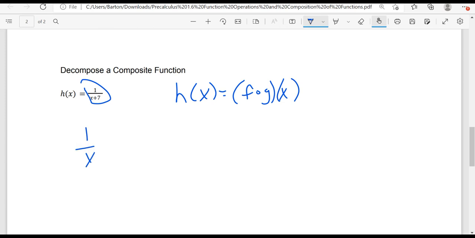right? That original function, 1 over x, is usually going to be what we're putting something into, right? So we're going to call that f of x, right? And then g of x is what? Well, it has to be whatever we are going to be putting into our denominator. That's going to be x plus 7, right? So your answer is going to be g of x equals x plus 7.